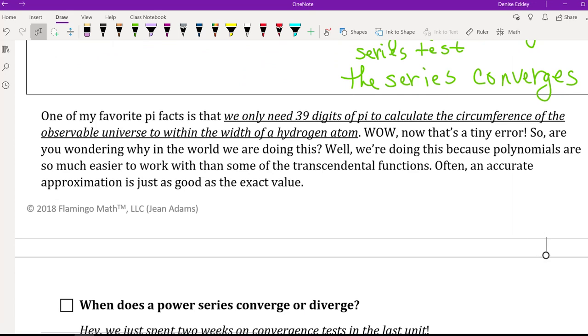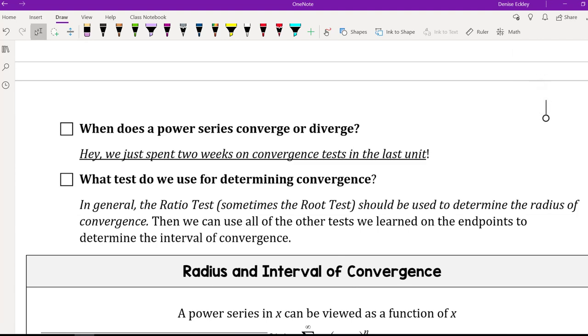Okay, so a little fact about pi. We only need 39 digits of pi to calculate the circumference of the observable universe to within the width of a hydrogen atom. So if you think about what you did in chemistry and how small a hydrogen atom is, and you only need 39 digits of pi to be within our observable universe, that's pretty amazing. So we're doing this because polynomials are much easier to work with than transcendental functions. So often an accurate approximation is just as good as an exact value.